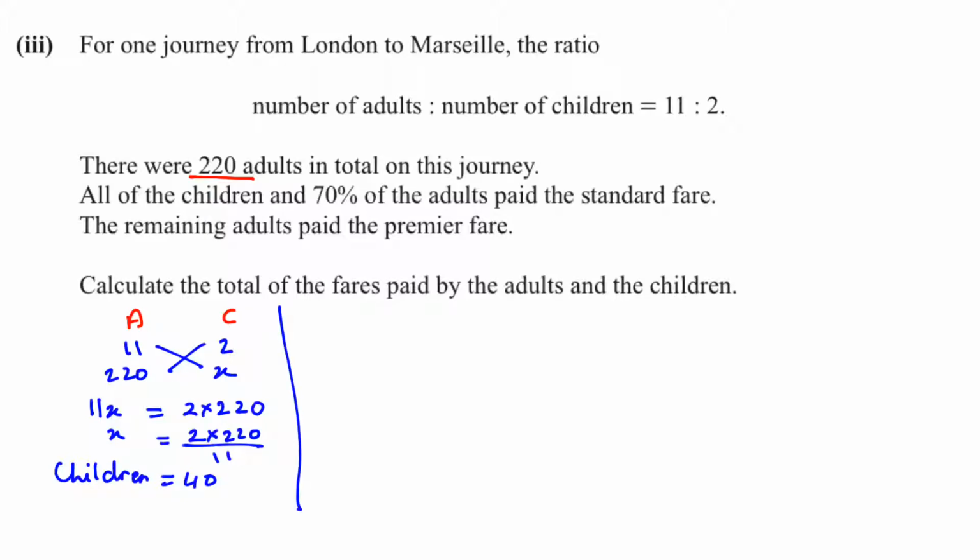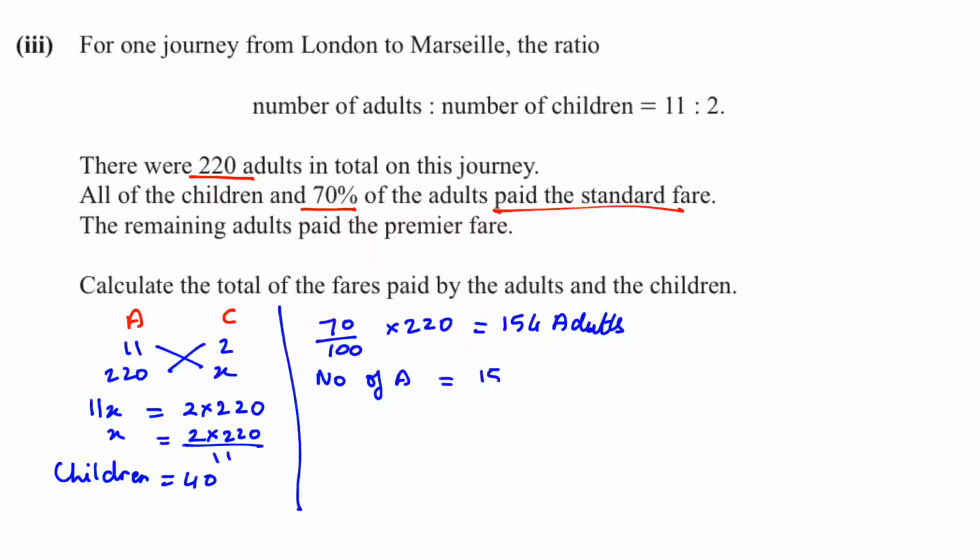Out of the 220 adults, 70% of them pay the standard fare. So let's find the number of adults who pay the standard fare. 70% means you divide by 100 of 220 pay the standard fare. So you have 154 adults. So the number of adults who pay the standard fare is 154, and the number of children who pay the standard fare is 40.